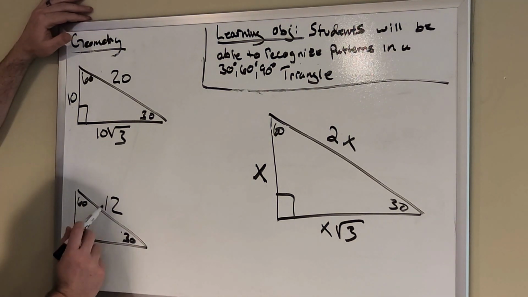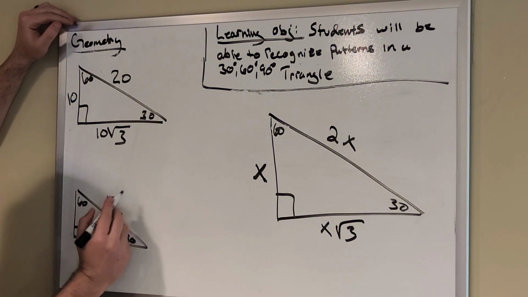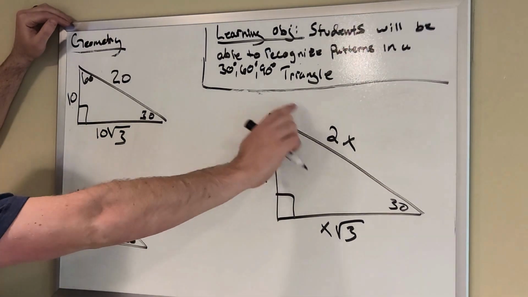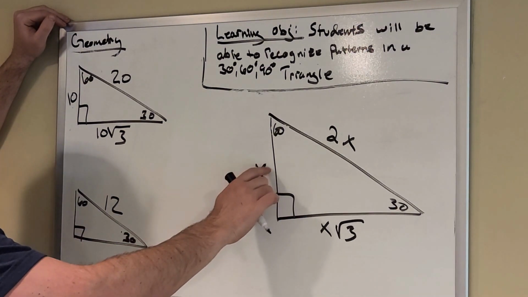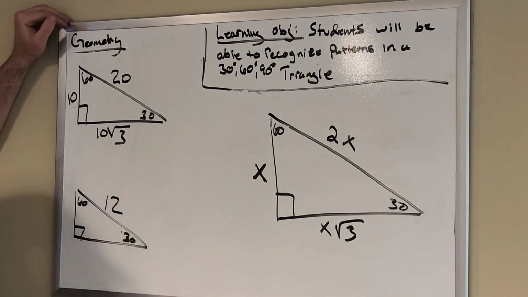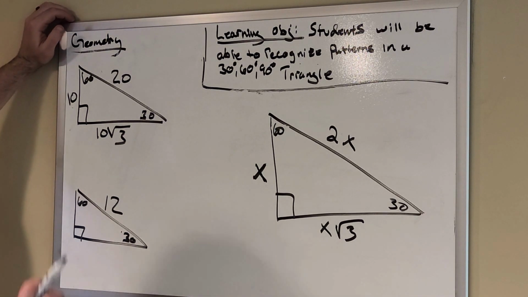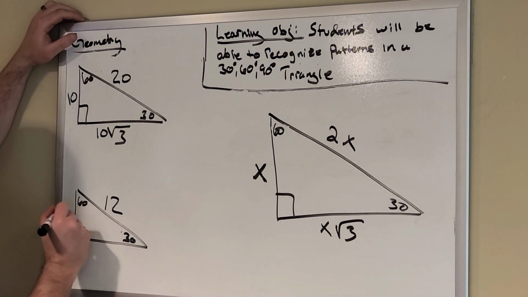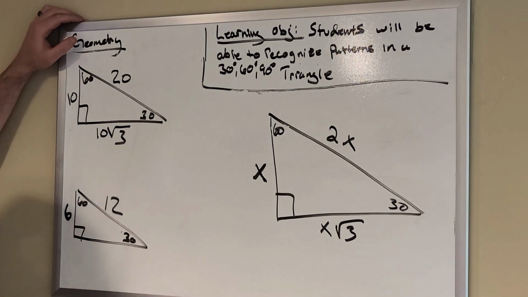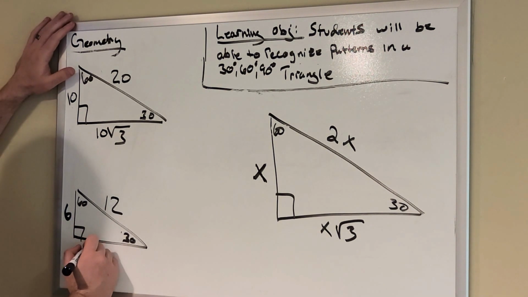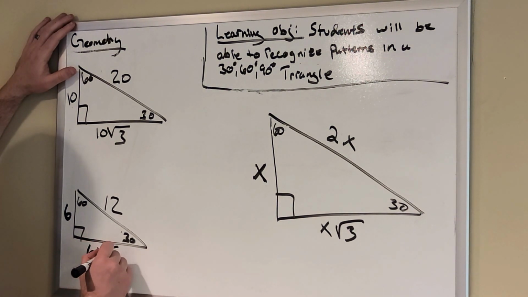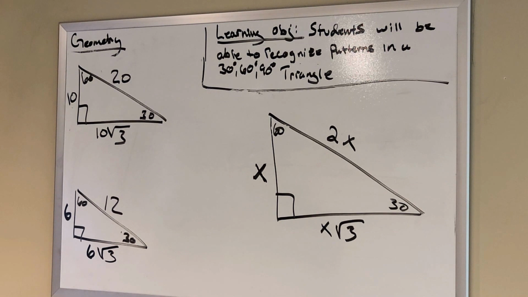This one over here, I'm given the 12 as my long side. So 2 times X is going to give me 12. To find my short side, I have to cut my long side in half. Half of 12 is 6. And then now that I know my X value, X square root 3, so 6 root 3. All right, and that's my 30, 60, 90 triangles.